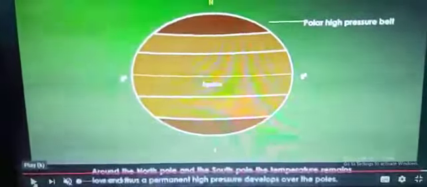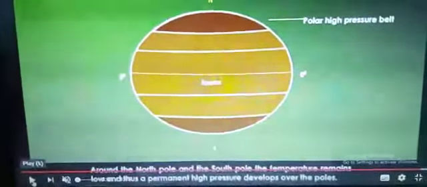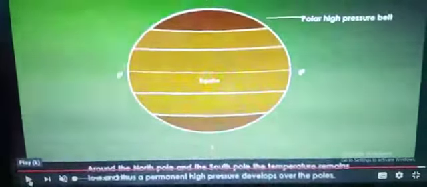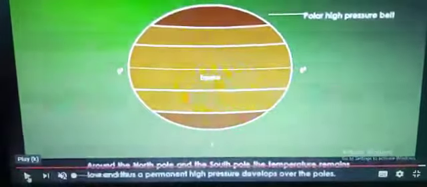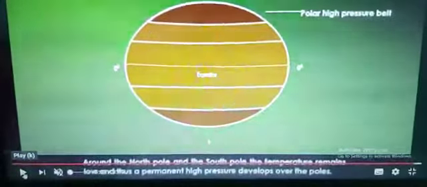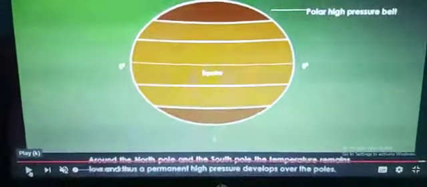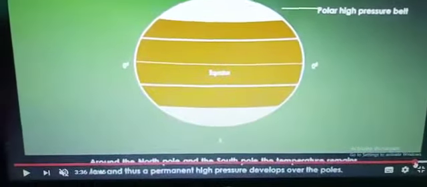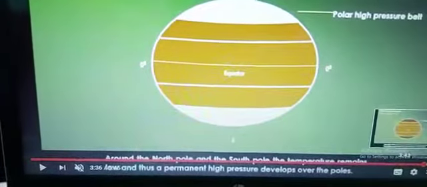Now children, the slide is not there, but I want to tell you about the shifting of pressure belts. Pressure belts keep on shifting. I will see if there is any slide after this about the shifting of pressure belts, but if it is not there, then I will take the pressure belts again and tell you about the shifting.